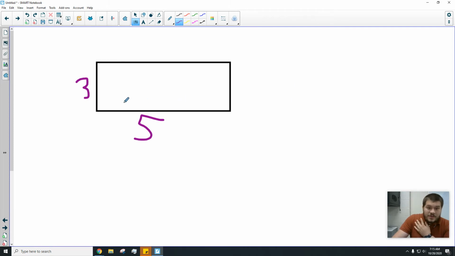Rectangles have this neat little thing where opposite sides are equal. So if this is 3, this is 3. That's 5, that's 5. Now we can add. So 3 plus 5 plus 3 plus 5, well, that's going to give me 16. Just add all the sides.